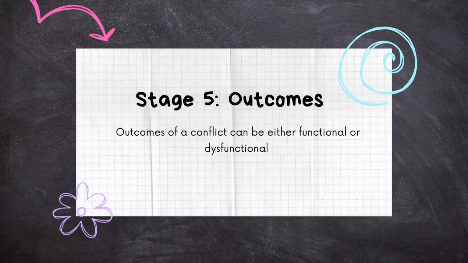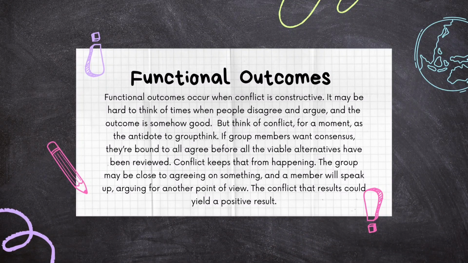The last stage is outcomes. Outcomes of a conflict can be either functional or dysfunctional. Functional outcomes occur when the conflict is constructive. It may be hard to think of times when people disagree and argue, and the outcome is somehow good.